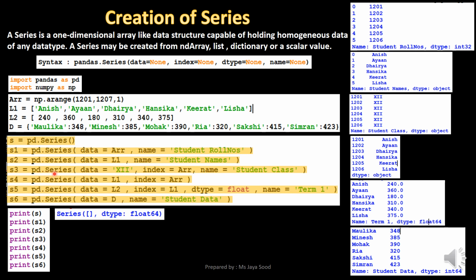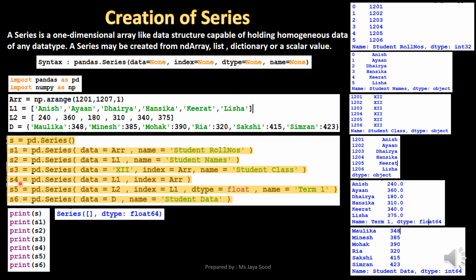S3 is a series which is created by passing the scalar value 12 as the data and the ND array ARR as the index. The name of the series is given as student class. When printed, you may see here in the output that the indexes are coming from the ND array and the values are 12, which is a scalar value throughout. The name of the series is student class and the data type is object.